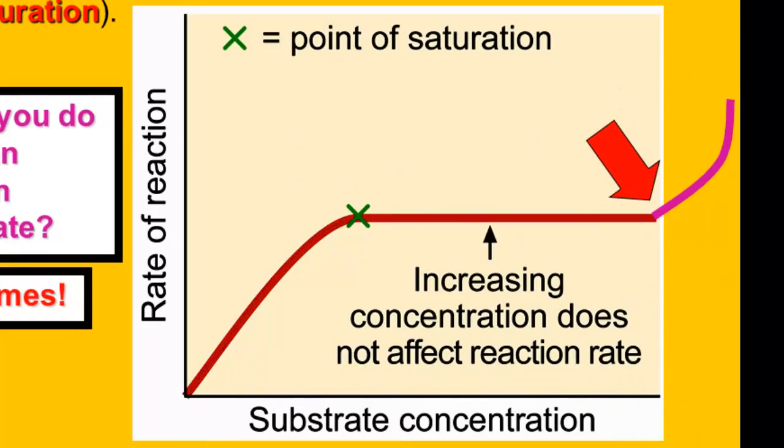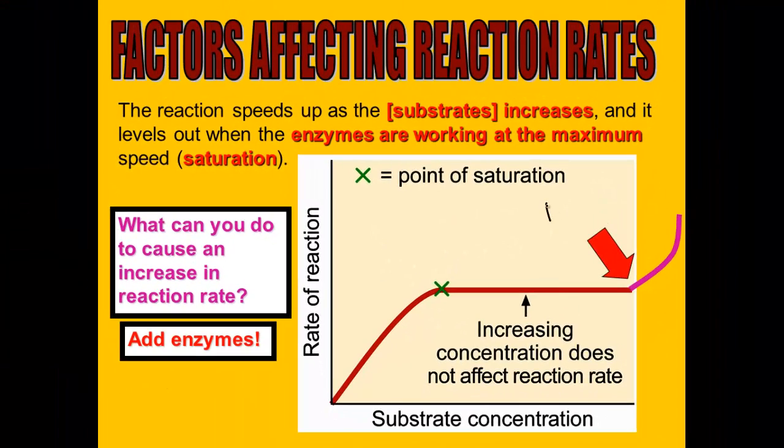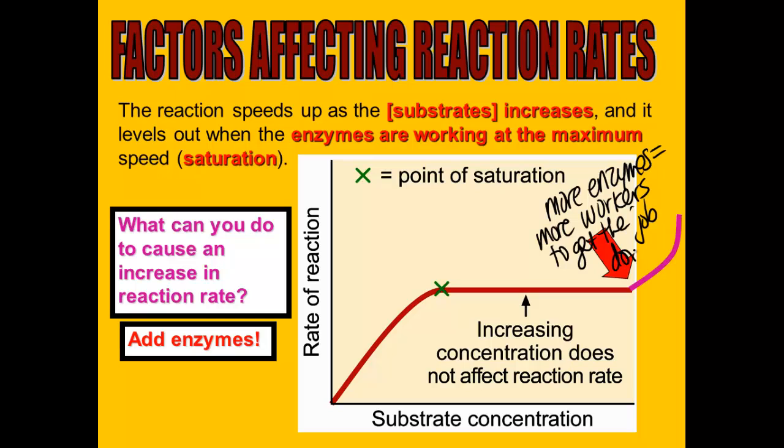Well, add some more enzymes. You've already got lots of substrate. You keep adding more and more substrates, not doing anything. But if you add more enzymes, then you've got more workers to keep turning more and more substrates into products. And the reaction rate will increase.